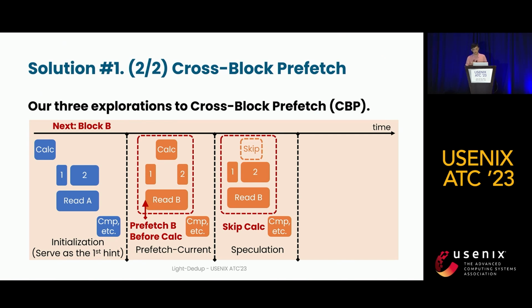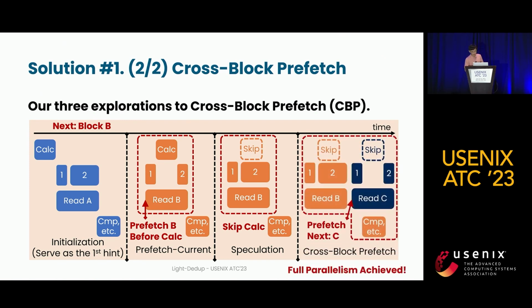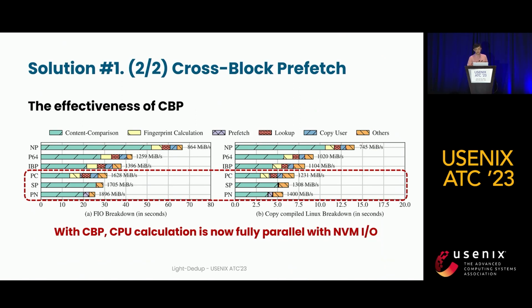Finally, to hide the remaining content comparison and other computation, we leverage the hint to more aggressively prefetch the next block C, immediately after the block B is prefetched. In this way, we fully achieve the parallelism. We evaluate the effectiveness of CBP, and the result shows that CBP calculation is fully parallel with NVMe I/O, since CBP's overall time is the same as speculation's content comparison time.